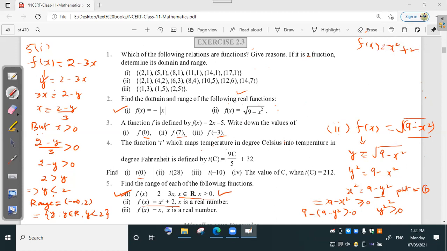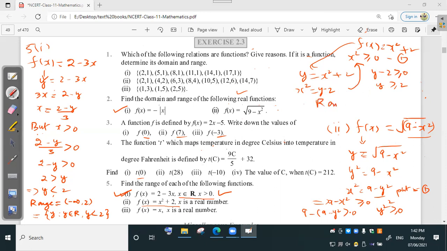But we know that x square is always greater than or equal to 0. So we can use this. x square is greater than or equal to 0. To find the value of y equal to x square plus 2, the value of x square will be equal to y minus 2. This you can put here. You get y minus 2 is greater than or equal to 0, so y is greater than or equal to 2. So we got the range here.